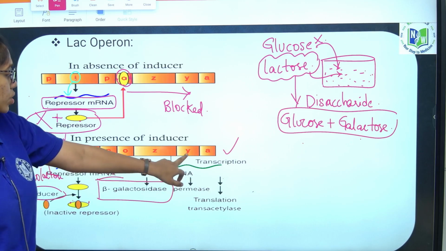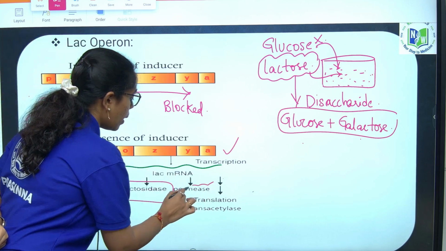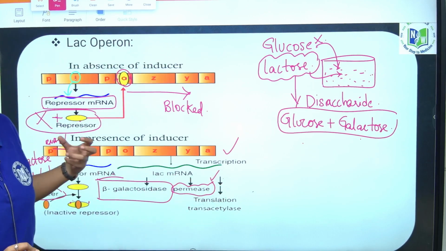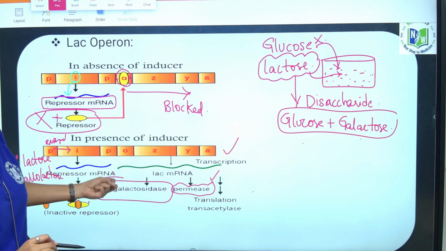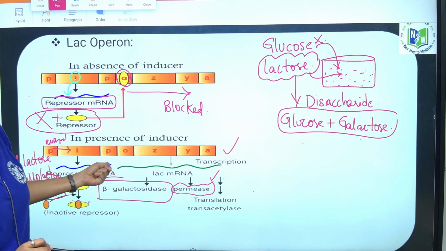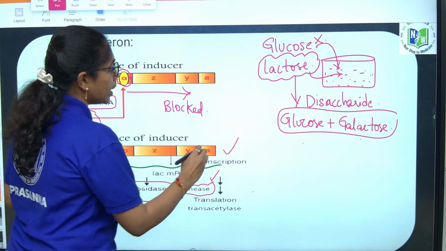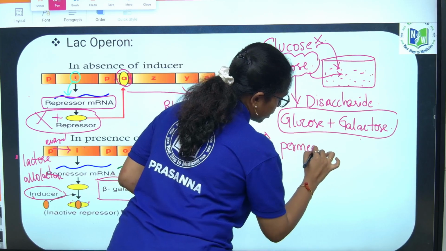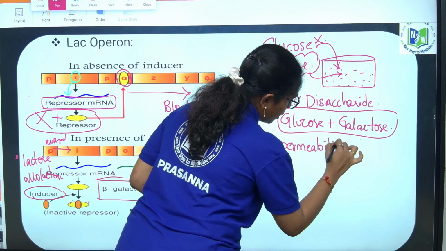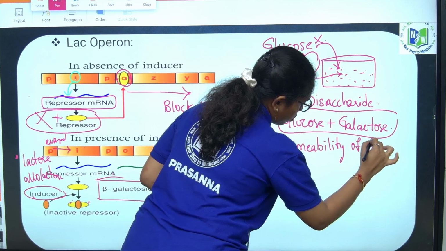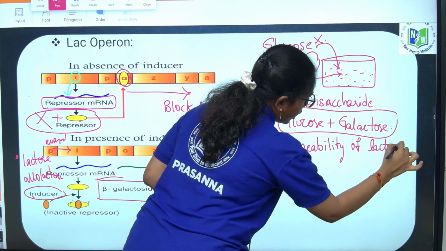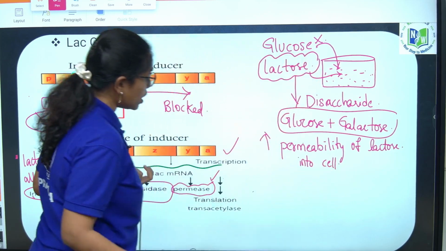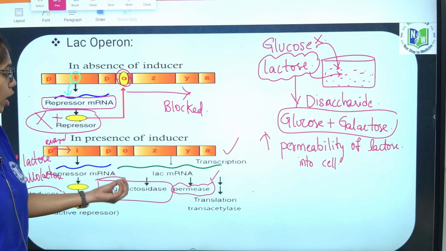Next, the Y gene. Y gene is coding for permease. This permease will increase the permeability of the sugars into the cell. It will increase the permeability of lactose into the cell to make the gene expression more efficient or effective.